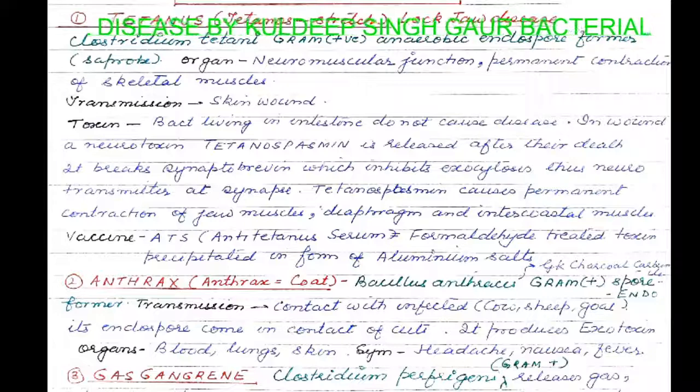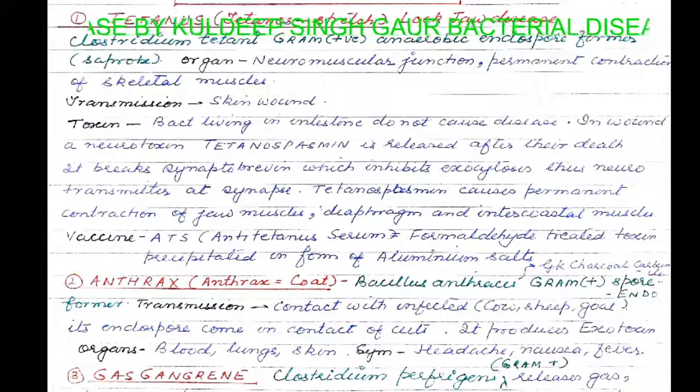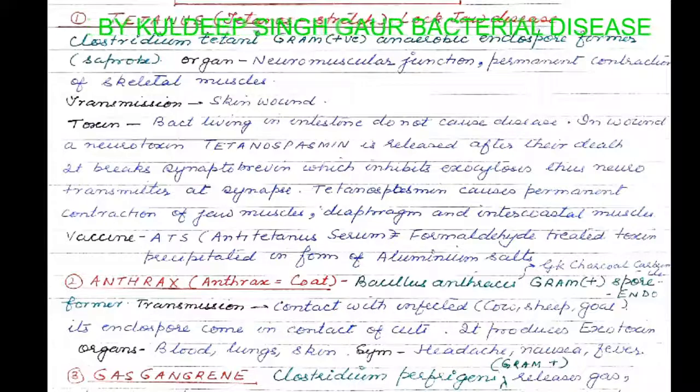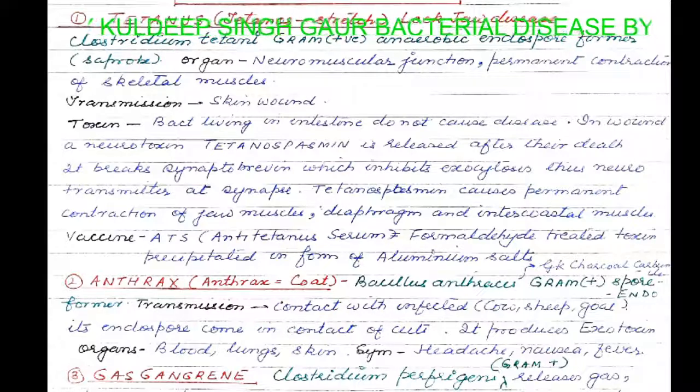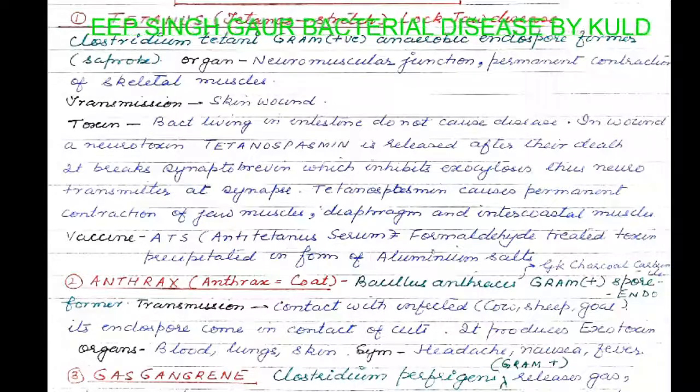The vaccine is called ATS or anti-tetanus serum, and we have also tetanus toxoid in place for treatment.